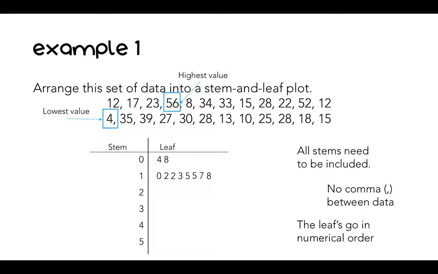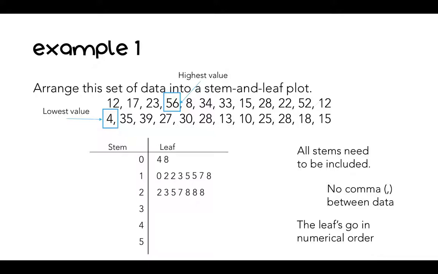Okay, so now the leaf, one thing to remember is the leaves go in numerical order. So these all go from 0 to 9. Now we're looking at the 20s. So pause it, come back, and I want you to do the 20s. Remember that it goes in numerical order. So if you need to, write out all the 20s first in numerical order and then put your stem in. Okay, so it should look something like this.